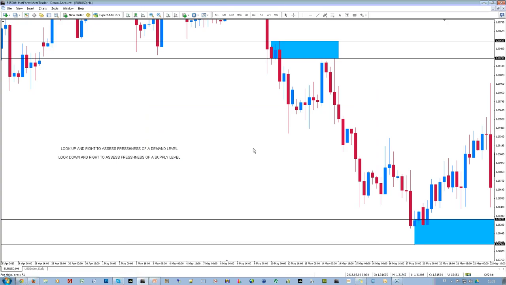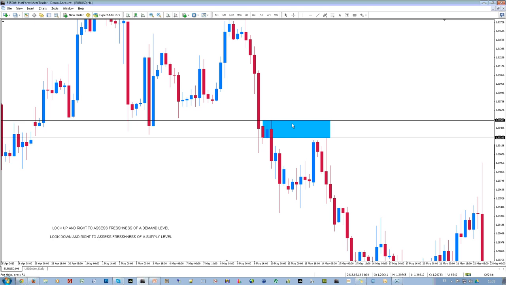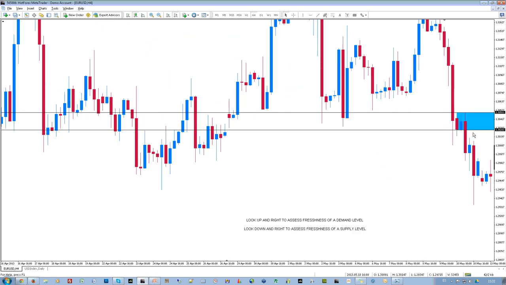An original level is a level which is not a reaction to a previous level, which is created out of the blue, which is not a reaction to anything else. So let's look at this. How do we know if this level is original or not?